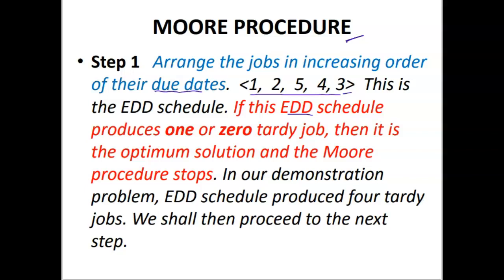If this EDD schedule produces 1 or 0 tardy jobs, then it is the optimum solution. If it has given us a single delayed job or 0, then we don't need to look further. Moore's procedure has come to see if it is possible for us to reduce the number of delayed jobs. Now, step 1 again is to arrange our table in EDD schedule format.